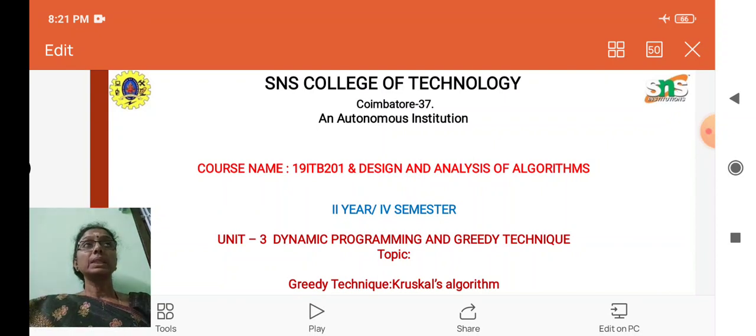Already we have seen in the last video what the Prim's algorithm is, using the greedy technique to find the minimum spanning tree. So in this video we will learn how to find the minimum spanning tree using Kruskal's algorithm in the greedy technique.